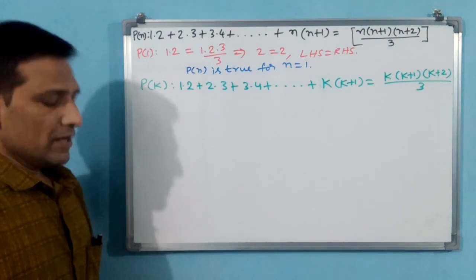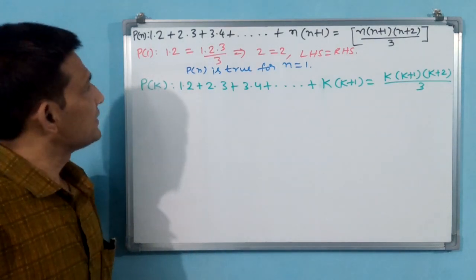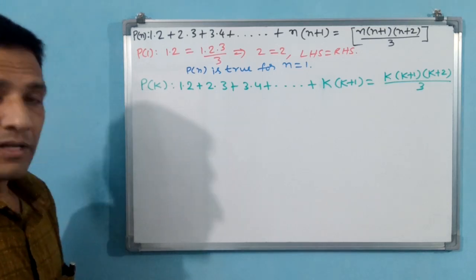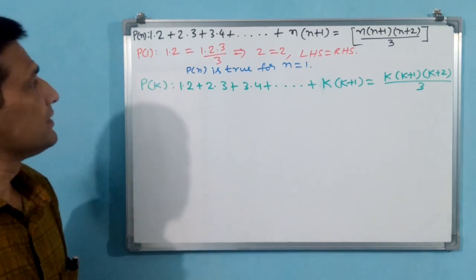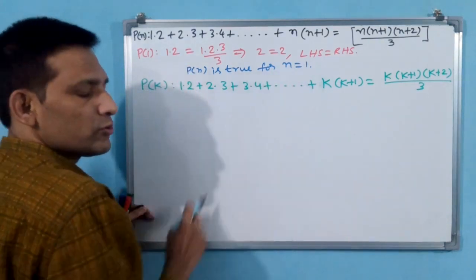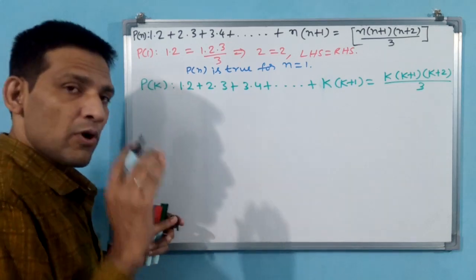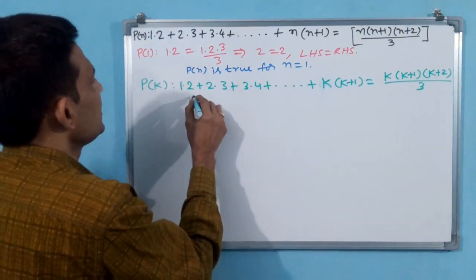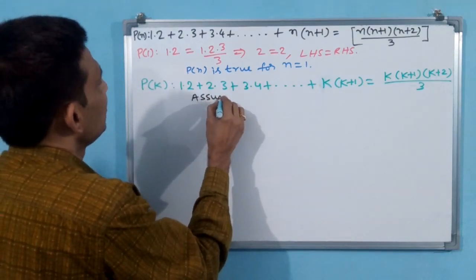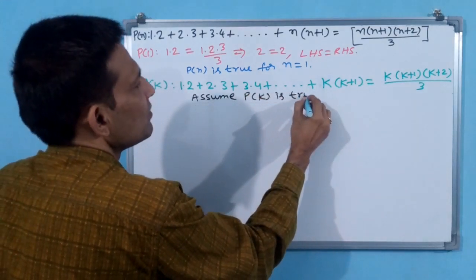Now an important step we have to write. Assume Pk is true. Yes, that is very much essential. These two are Pn is true for n is equal to 1, and Pk assumed true. That you must write. Assume P of k is true.